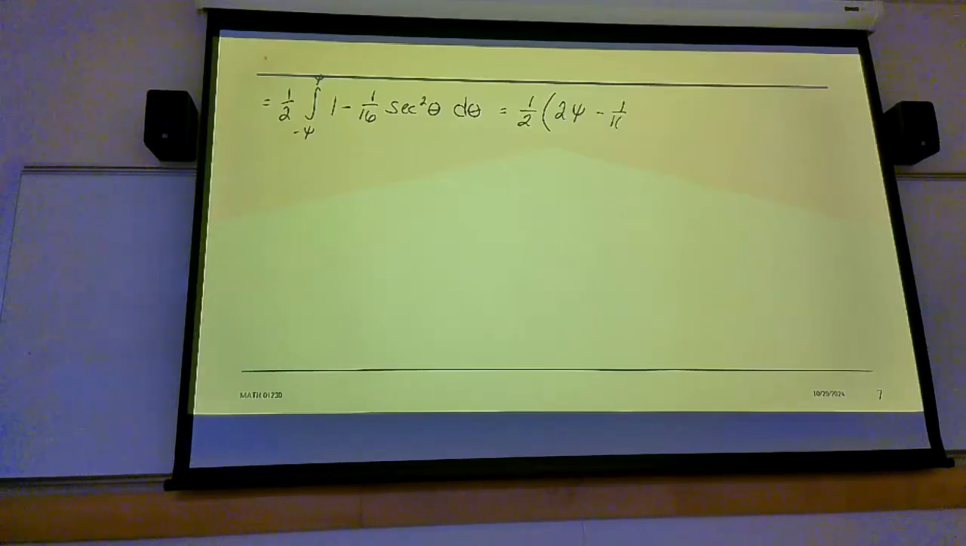But wait a minute, isn't tangent odd? Which means tangent of negative psi is negative tangent of psi. So this bit in here is actually 2 times tangent psi. And then if you put that 1/2 back through, there's what we get. But that's not good enough. Put psi back in.